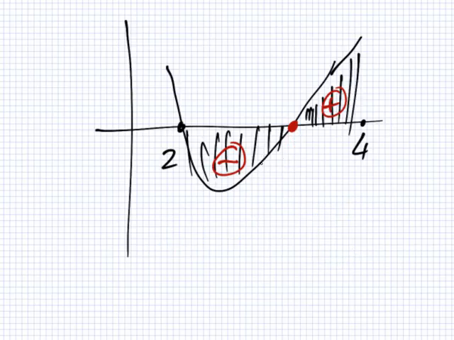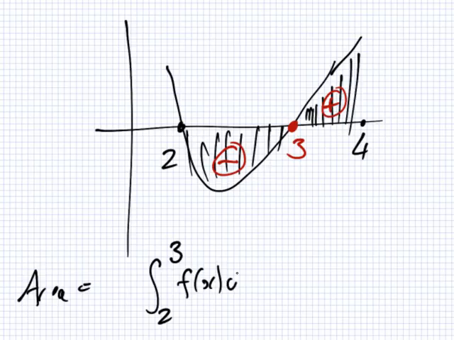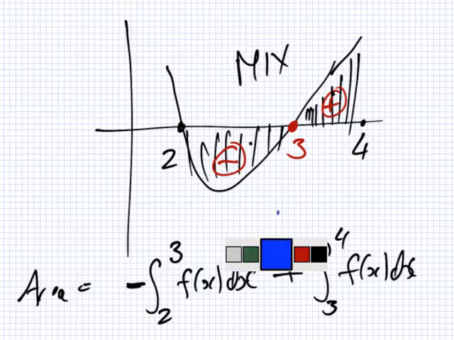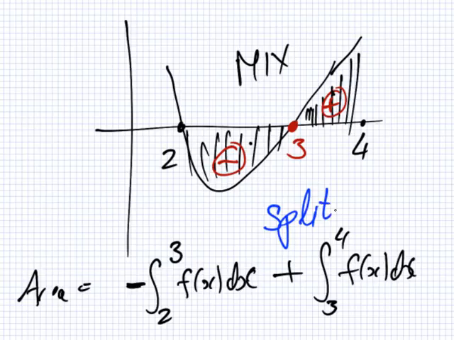What we need to do for problems like this, the area is the integral from 2 to 3 of f of x dx, but because this is underneath, minus, plus the integral from 3 to 4 of f of x dx. So if the area is a mixture of negative and positive, you must split it into 2 problems. You must split it into 2.